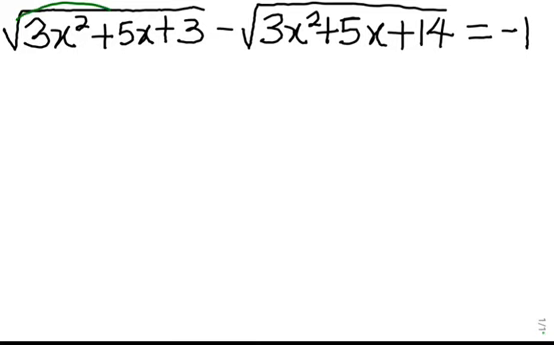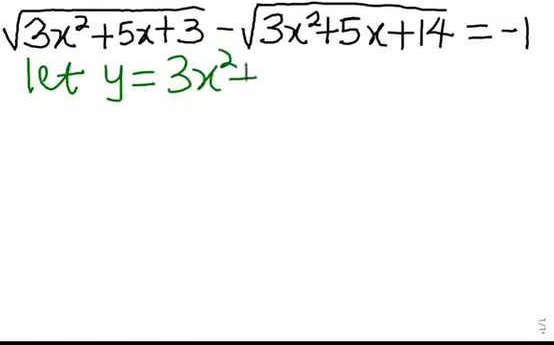The first thing here is to identify that we have a common term of 3x squared plus 5x. So we're going to say let y equals 3x squared plus 5x. Wherever you have 3x squared plus 5x, I'm going to replace that with y. So the whole of this expression now becomes what?